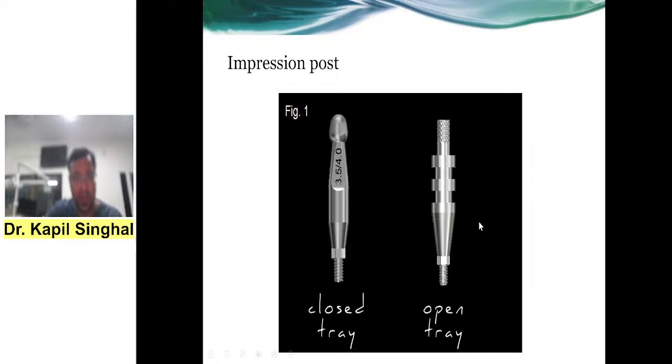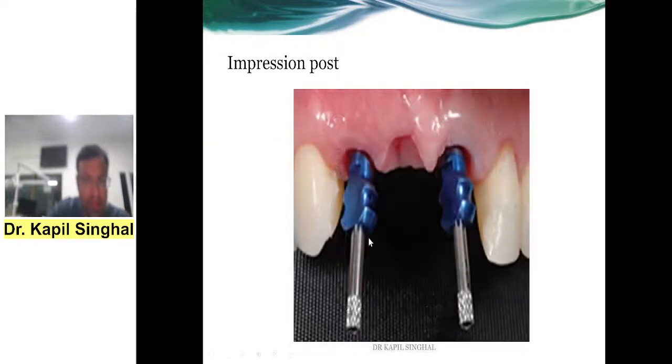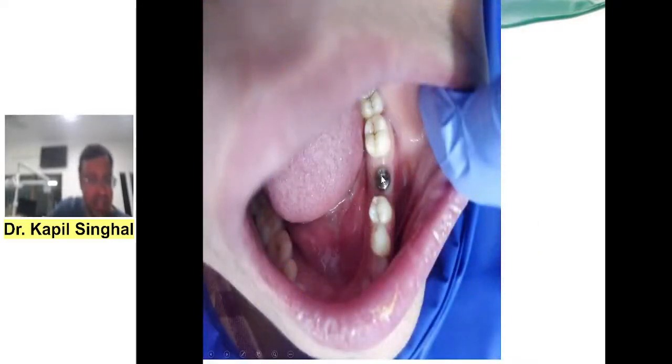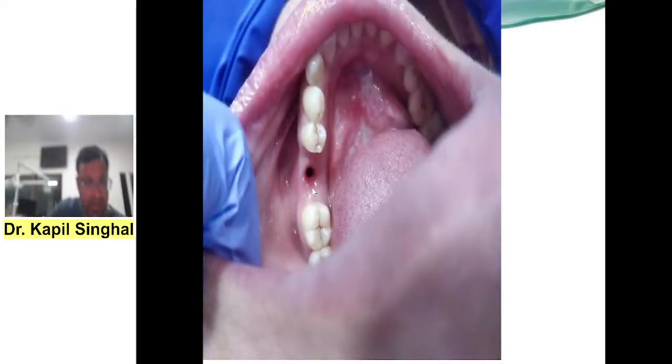Now what is this open tray impression post? So what I will do is, you will remove the healing cap, you will put the open tray impression post over your implant, you will tighten them with the hex driver. Now I will select a tray. So these are open tray impression posts we have placed over the implant. This is the healing cap. We have removed the healing cap. Now the tissue has healed. I have a soft tissue emergence around my implant.